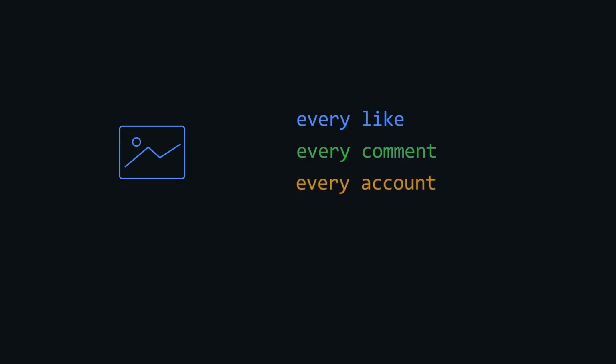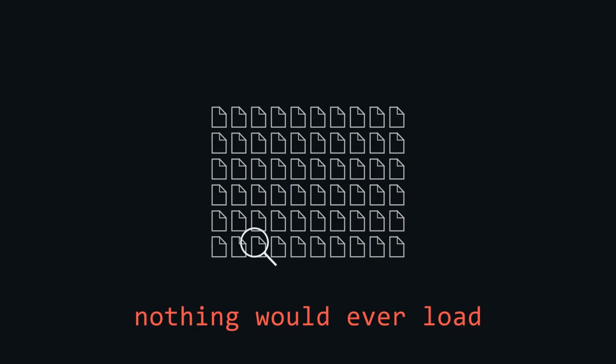When you upload a photo, where does it go? Not into a folder. Instagram holds hundreds of billions of photos, and every like, every comment, every account, every message ever sent. If that were a pile of files, finding your feed would mean searching through all of it every single time you opened the app. Nothing would ever load. So there's something else doing the remembering.